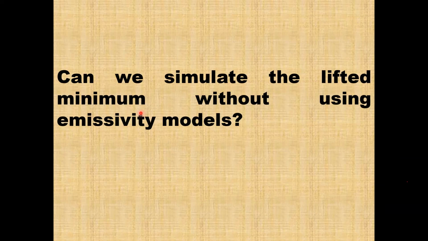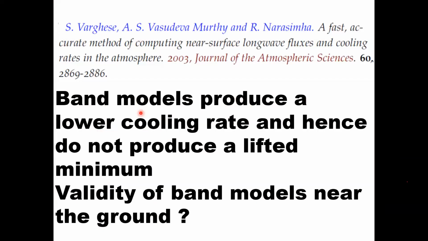So Vasudeva Murthy was keen to see whether the same results can be simulated by a more complex model. So he worked with doctoral student Sai Varghese, who was a student of Professor Narasimha, and they used a band model. In a band model, you divide the water vapor into 3 bands: the 6.3 micron band, the rotation band from 15 to 20 micron, and the continuum. And in each region you fit a separate relationship between absorptivity and wavelength.